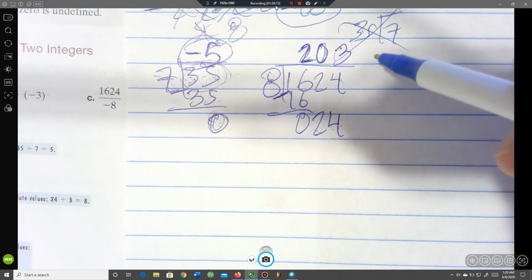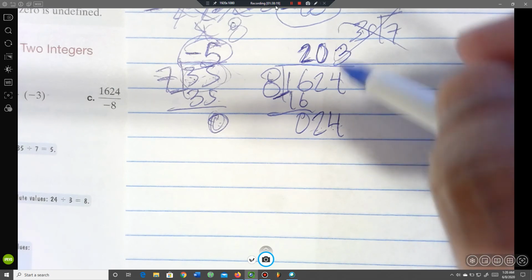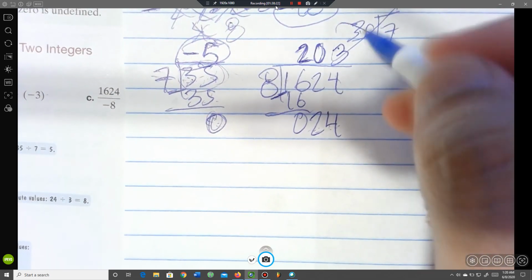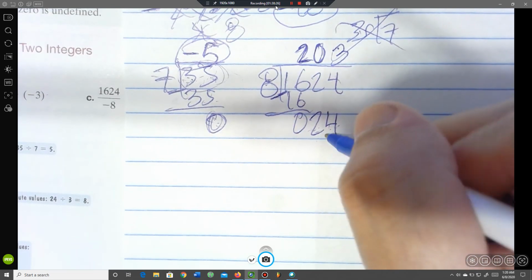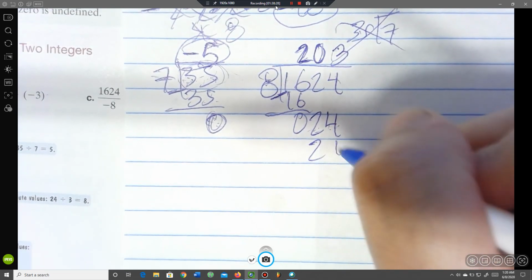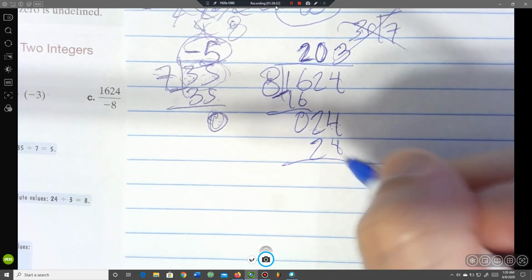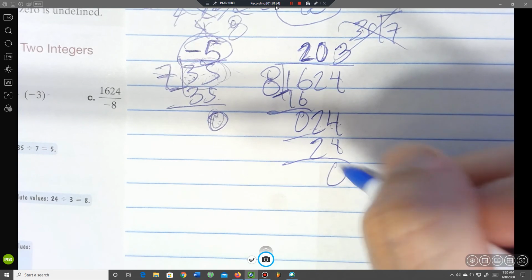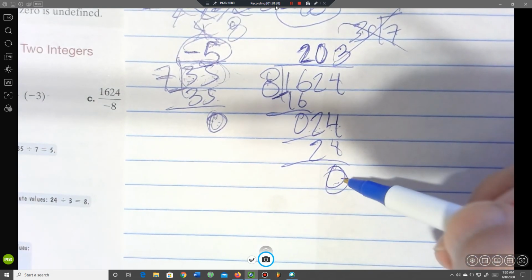Yeah, because 8 and 3, 24. Let's see what else. 3. No, I'm not done yet. I thought I was done, but no. I still need to multiply 3 times 8. 24. And then subtract 24. That's 0. And you got a remainder of 0. So you're done, you stop.